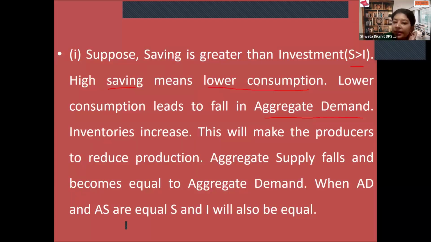Now, the next explanation. What happens if S is greater than I? That means saving is greater than investment. High saving means there is lower consumption, meaning the consumer is demanding less and saving more. If there is less demand, there will be a fall in aggregate demand and the inventories will rise above the desired level. It will help the producer reduce the production, and they will reduce the production till the point aggregate demand becomes equal to aggregate supply. I hope it is clear to you all.